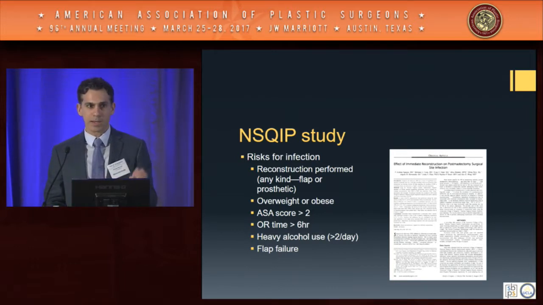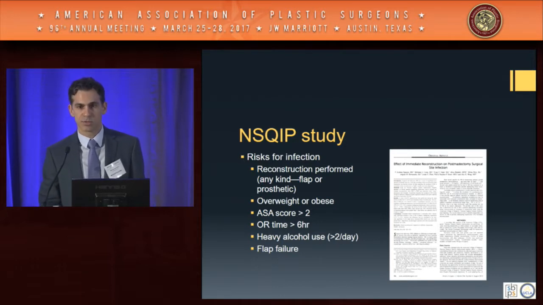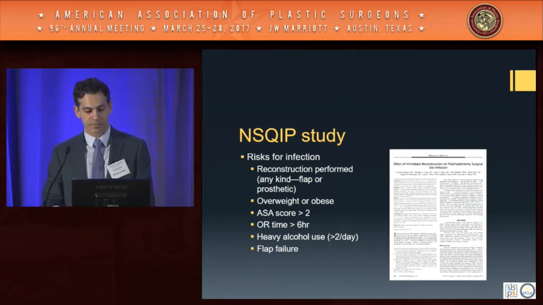And they looked at weight, and they broke the weight categories down into overweight, obese, morbidly obese. The increased risk of infection went up for each one of those categories. So obesity definitely has a very high risk for infection in these patients. The other criteria that they noticed that were significant for increasing infection risk: ASA score over 2, operating room time that was prolonged, heavy alcohol use, and a history of flap failure.